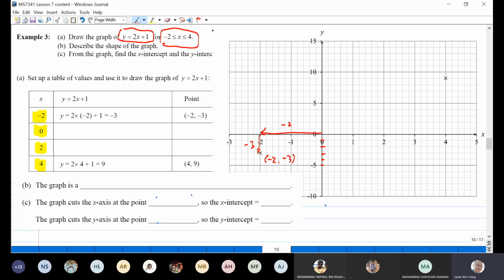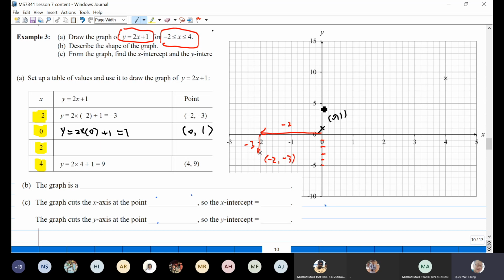Okay, then let's look at the second point. When x equals 0 now. So what is y now? So y will be equal to 2 times 0, because x is 0 now, plus 1. 2 times 0 plus 1, you get 1. So when x equals 0, y is equal to 1. So you can write down 0, 1. x is 0, y equal 1. So where is x 0, y equal 1? So x 0 is here. Y equal 1 is, I think, here. So you can plot here. So this is 0, 1.